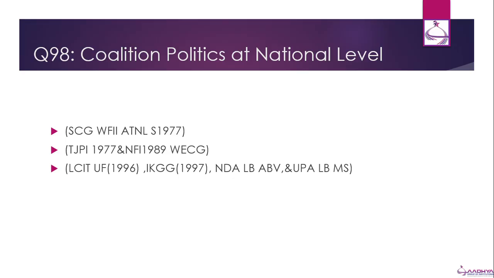Coalition politics at the national level. Several coalition governments were formed in India at the national level since 1977. The Janata Party in 1977 and the National Front in 1989 were early coalition governments. Later coalitions included the United Front in 1996, the NDA led by Atal Bihari Vajpayee, and the UPA led by Manmohan Singh.